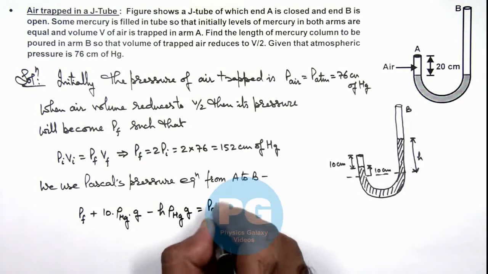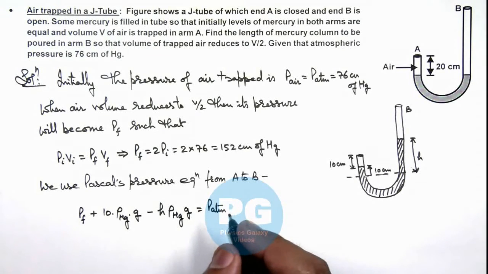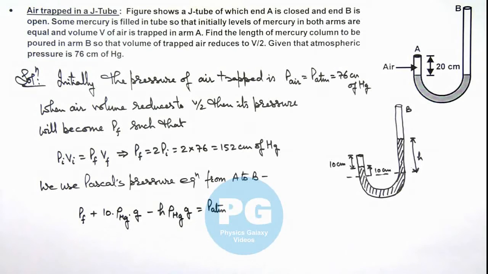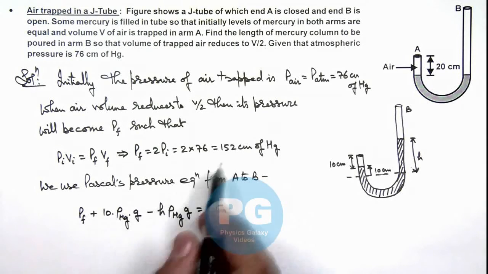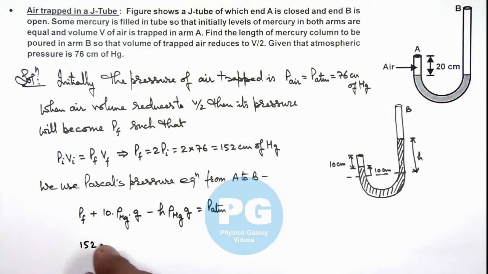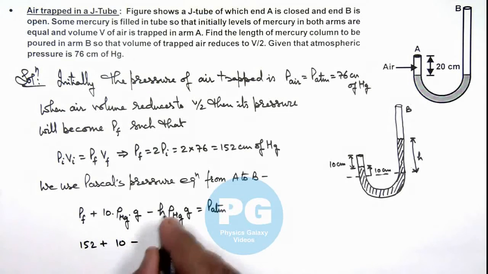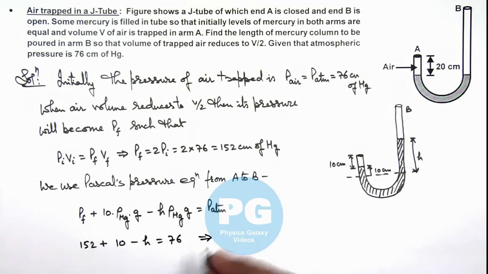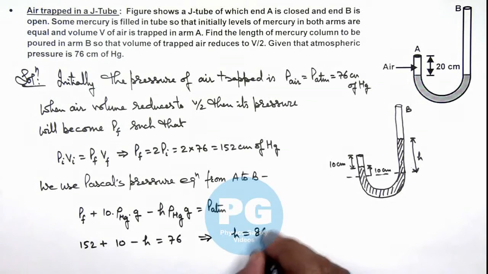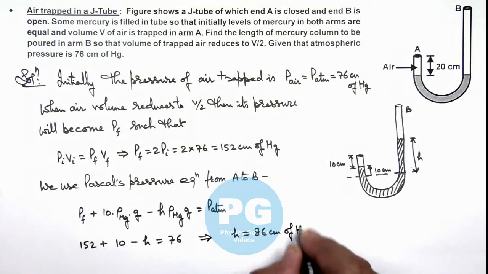is equal to P atmospheric. So in this situation, if we substitute the numerical values, here rho of mercury and g can be eliminated, and all pressures we can consider in mercury height, like P final we are given as 152 plus this is 10 minus h is equals to 76. This implies here we get the value of h is equals to 86 cm of mercury.